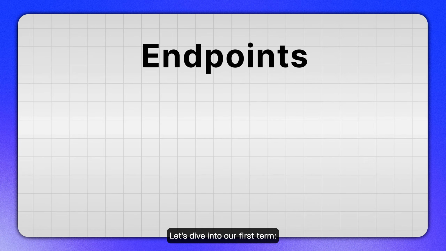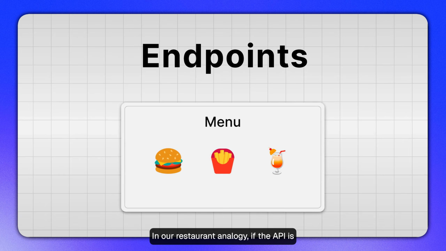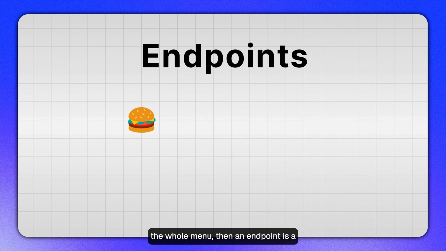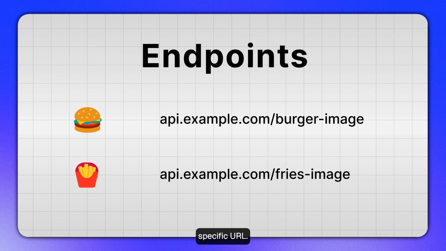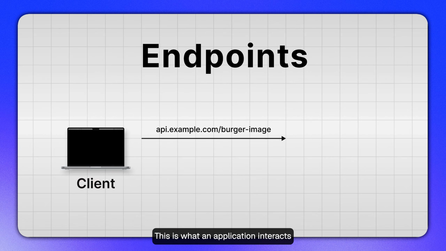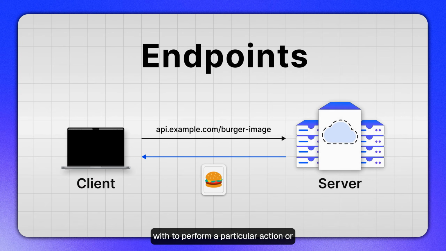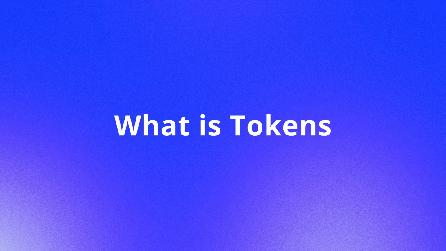Let's dive into our first term, endpoints. In our restaurant analogy, if the API is the whole menu, then an endpoint is a specific item on that menu. For example, if we want to order a burger, that's one endpoint. If we want fries, that's another. An endpoint does something specific. In the data world, an endpoint is a specific URL. This is what an application interacts with to perform a particular action or get specific data. Like /burger image will get you an image of a burger.